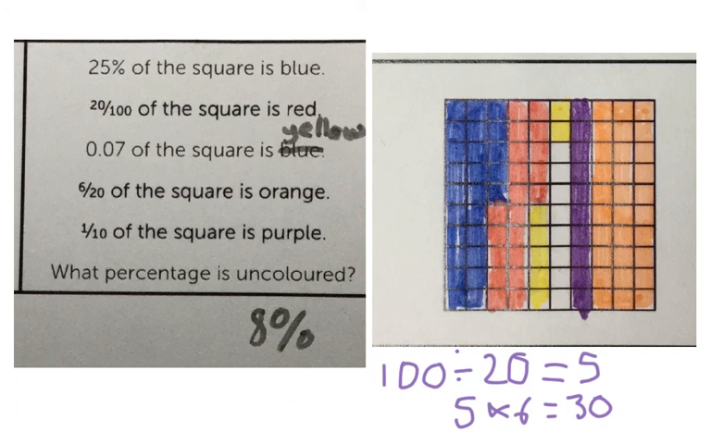So there's my 30. We had 25 blue, 20 out of 100 red, 0.7 I changed to yellow, if you remember, because it had blue on there twice, 1/10 being purple, so 8% is left. Okay, so I hope you did okay in those ones. It was a tricky piece of work, so don't worry if you struggled.